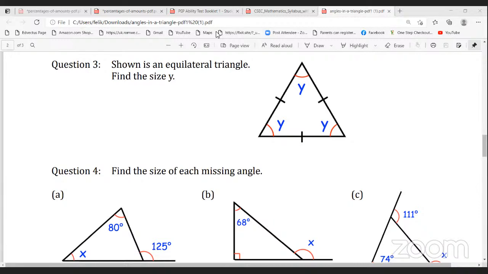Degrees. How much? 60. Yes, 60, Miss. Definitely 60 degrees. Yes, right, Miss. So go ahead and write it down, y equals 60 degrees.